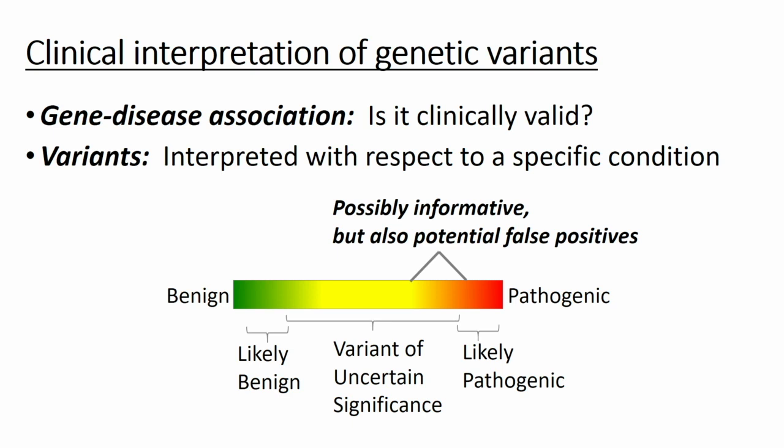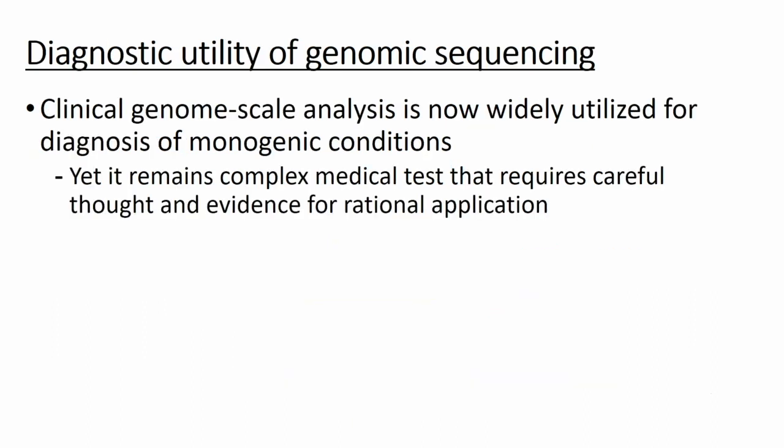And so they can be possibly informative to have these variants of uncertain significance, but they also create many issues in terms of the counseling of those patients who have uncertain variants, and they can also lead to potentially false positive results. So clearly, clinical genome scale analysis is now widely utilized for diagnosis of monogenic conditions.